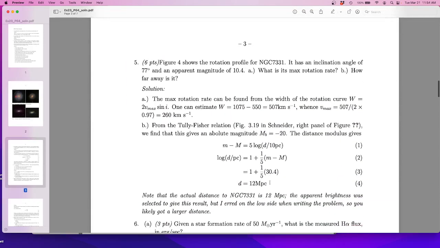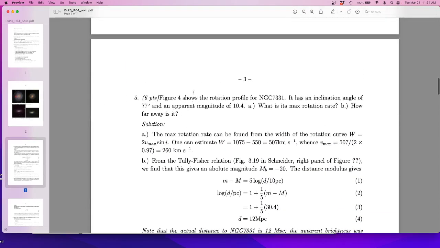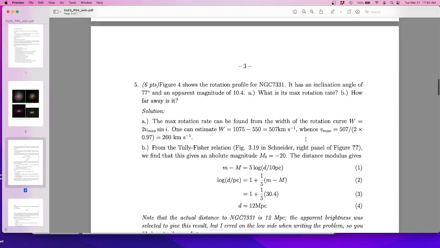Okay, so figure 4 shows the rotation profile for this galaxy. It has an inclination angle of 77 degrees and an apparent magnitude of 10.4. So I asked two questions: one, what's its max rotation rate? And two, how far away is it?